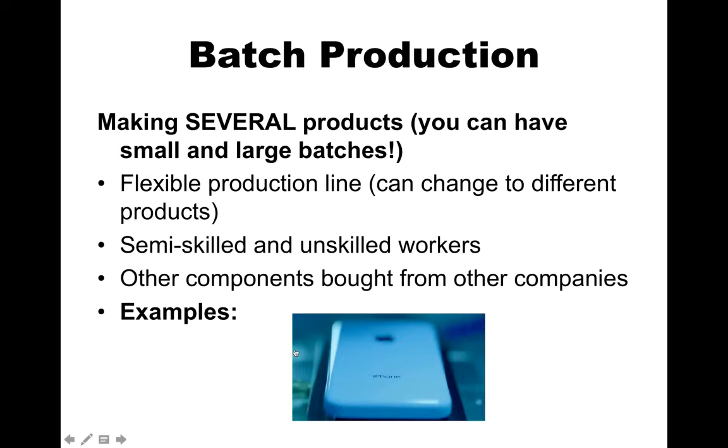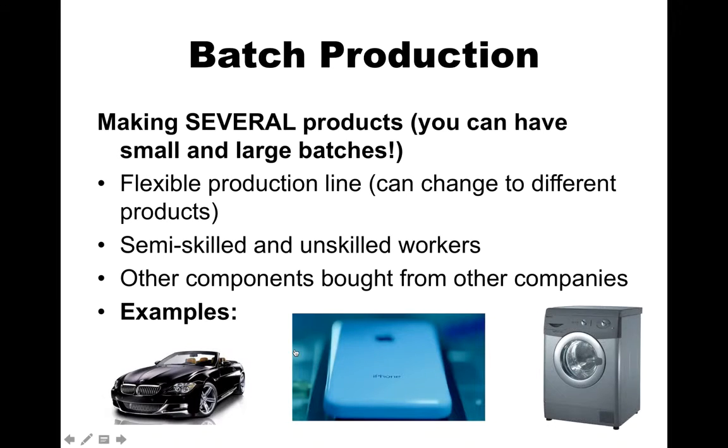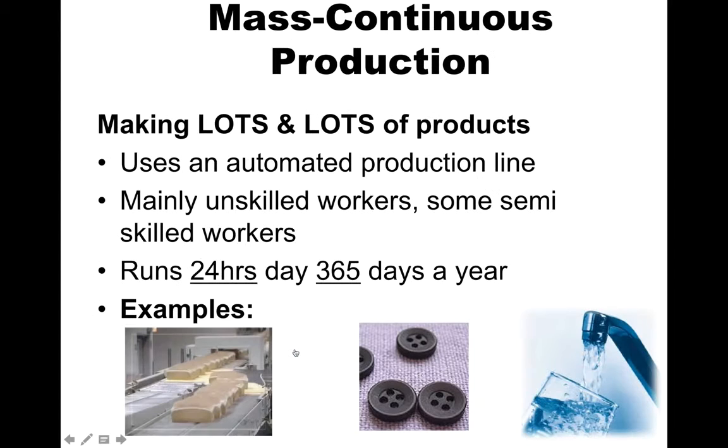And they often make use of bringing in components from other companies. So, for example, again in the iPhone, that particular company, Foxconn, doesn't make every component. There'll be screens from Samsung. I think the camera's made by LG, and these components are bought in. Another example, cars are a good example of batch production, and washing machines. Okay, so most of the products that you come into contact with will be batch production.